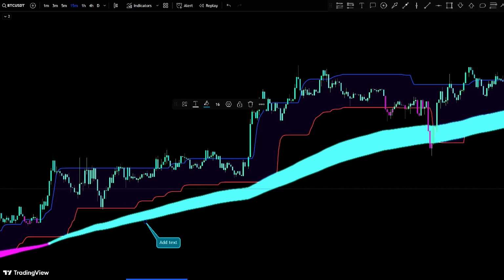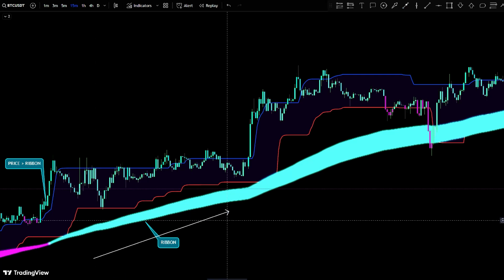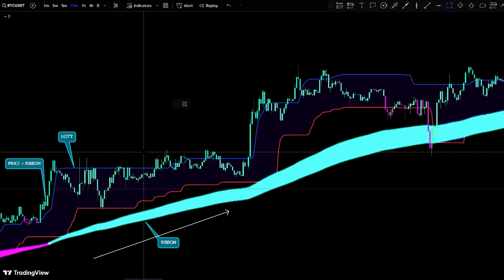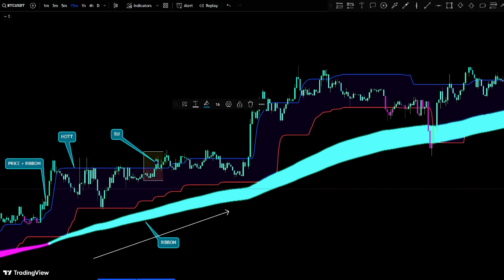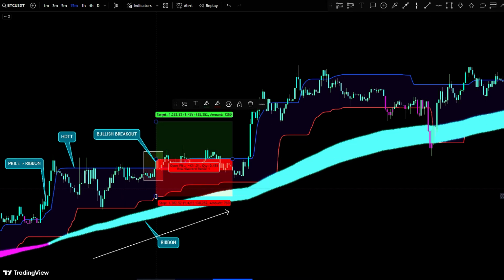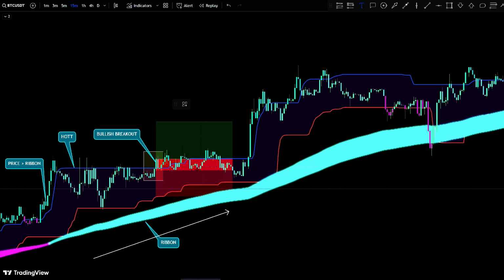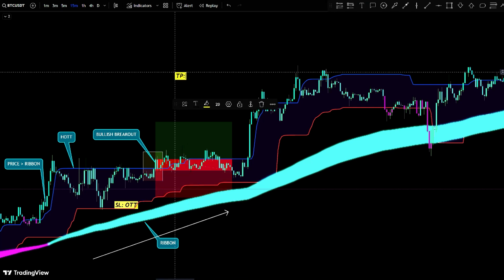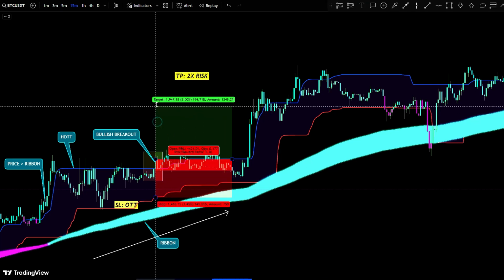Okay, so long trades with this setup, super simple. First, make sure the price is above the cloud we talked about. That's our up signal. Then watch for the price inside the HLOTT band, and when it breaks above the upper line, which is the HOTT line, that's your buy signal. Put your stop loss at the lower line, which is the LOTT line. And aim for a profit twice the distance between your entry and your stop loss level. That's it.